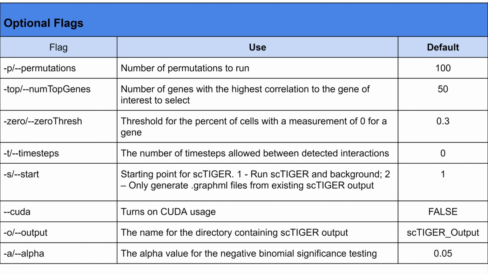We allow you to turn on CUDA usage. By default, it is set to off, so you would have to turn it on every single time you want to use it. You can change the name of the output directory with the -O flag. We by default have named it scTIGER output, but you could change that to anything you'd like. And the last optional flag is the alpha value, and that is the significance value for your negative binomial testing. By default, we've set it to 0.05, but you could raise or lower that depending on your study.